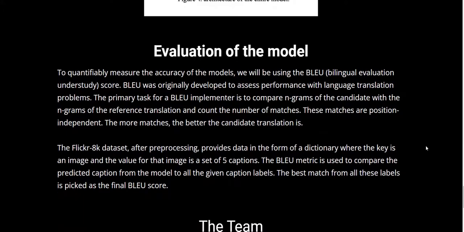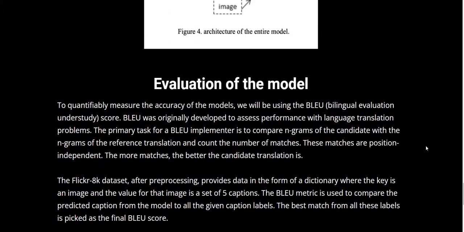To evaluate the model, we use BLEU, or bilingual evaluation understudy score, which compares the candidate with a reference translation and counts the number of matches. The more matches, the better. After preprocessing, the Flickr 8K dataset provides data in the form of a dictionary where the key is an image and the value for the image is a set of 5 captions. The BLEU metric is used to do a best match from all the captions and shown as the caption. Now let me show you a demo with some images.